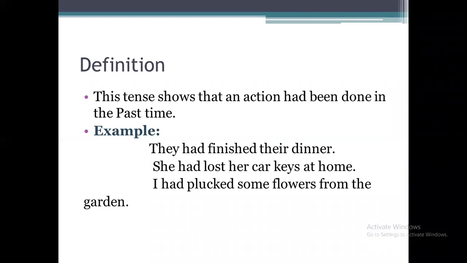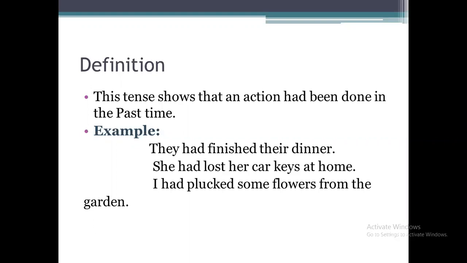Okay, so here we have the definition of past perfect tense. This tense shows that an action had been done in the past time. So the action had already been done in the past time. This is known as past perfect tense. For example, they had finished their dinner. Or we can say they had already finished their dinner. Another example is, she had lost her car keys at home.